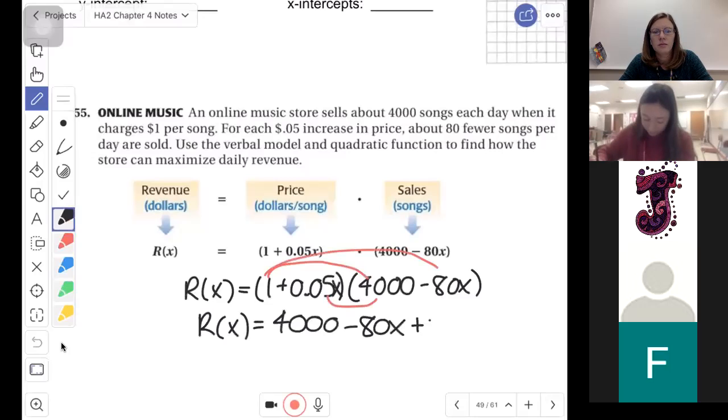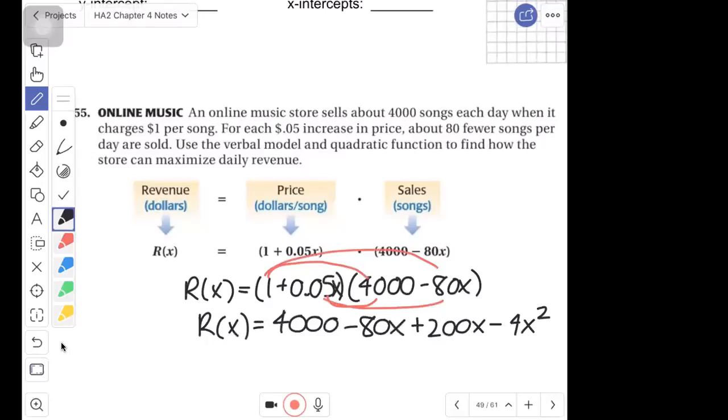Then we have plus 200x. And last, we have minus 4x squared. 0.05 times negative 80 will give us negative 4. We can see we have two different x terms right there, which we can combine.